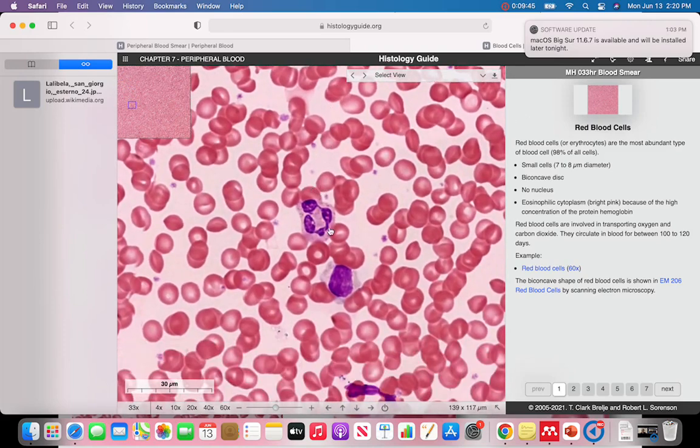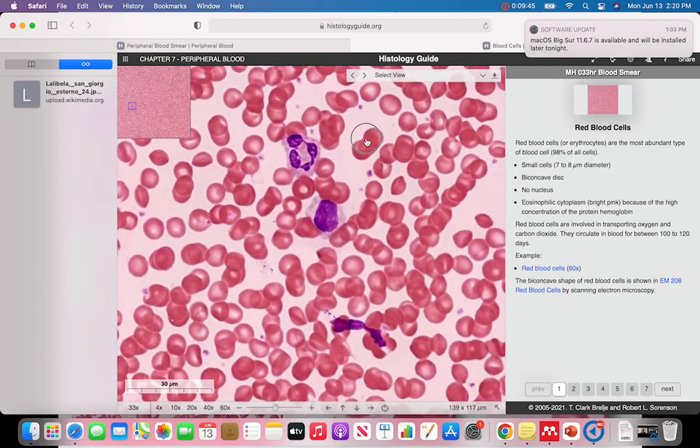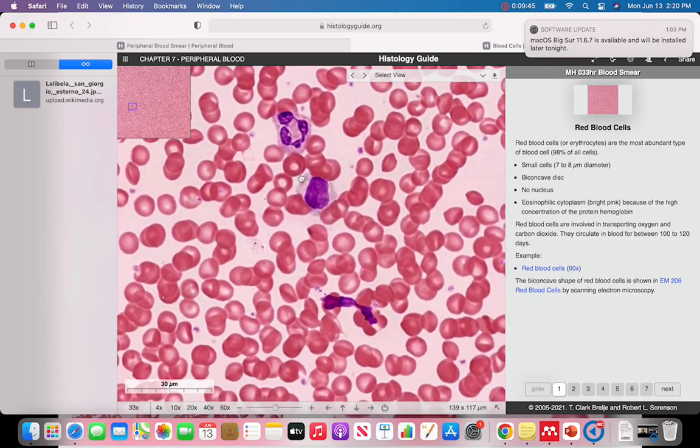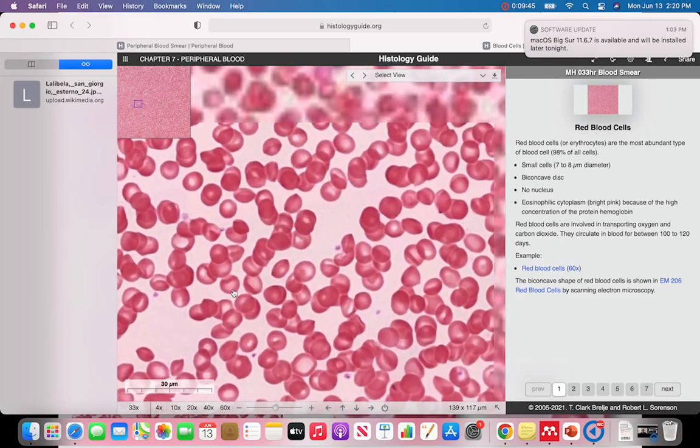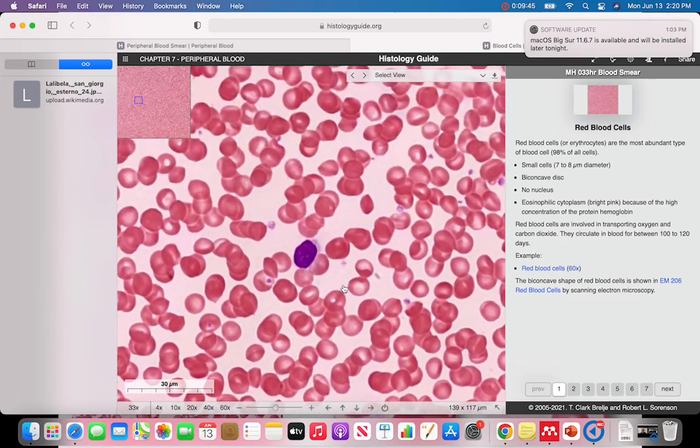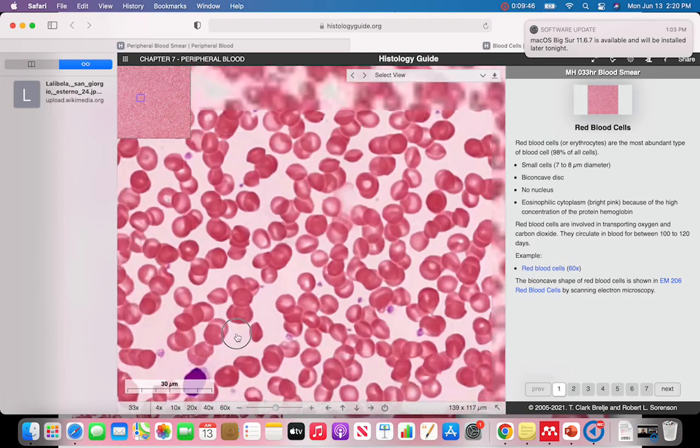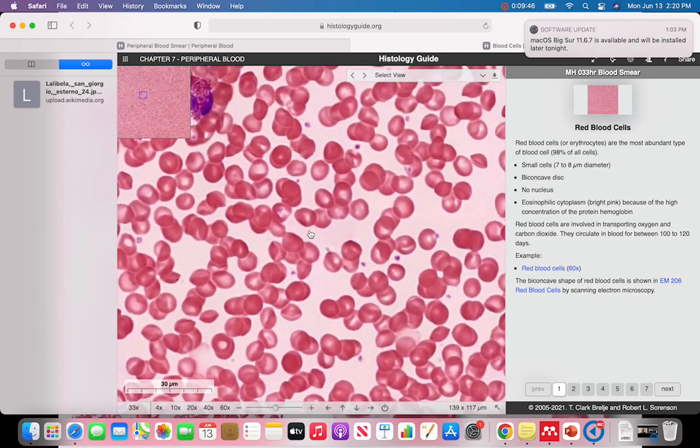This is another neutrophil. And this one is a monocyte, a large cell. Let's look for another one which shows the nucleus clearly. And this is a lymphocyte. So as you see, it contains a large round nucleus and the cytoplasm is very thin.